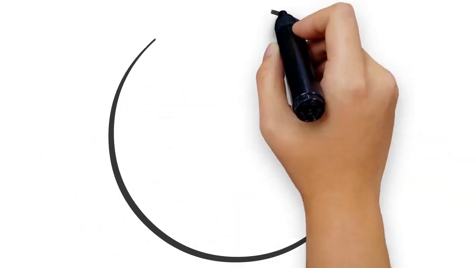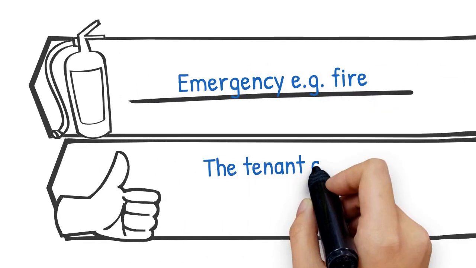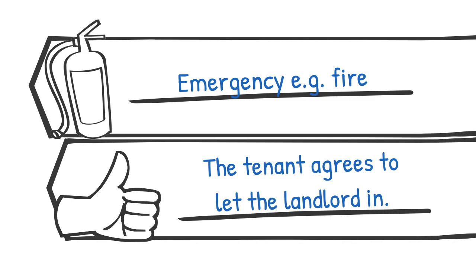About entering the rental unit. Entry without written notice. The following are reasons a landlord may enter a tenant's rental unit without written notice. An emergency, such as a fire, or a tenant agrees to let the landlord in.